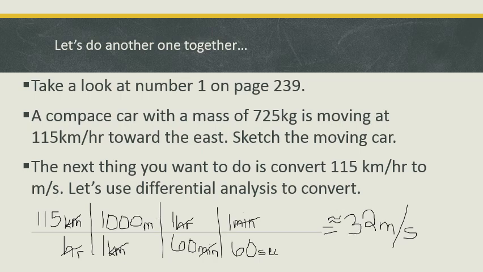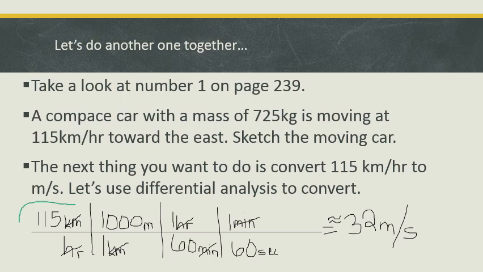All right. A compact car with a mass of 725 kilograms is moving at 115 kilometers per hour toward the east. Sketch the moving car. Well, we'll get to that. But the first thing I think of is, kilometers per hour? I really want to convert that to meters per second, because that's the only way we're going to get to newtons. So I used dimensional analysis to convert.